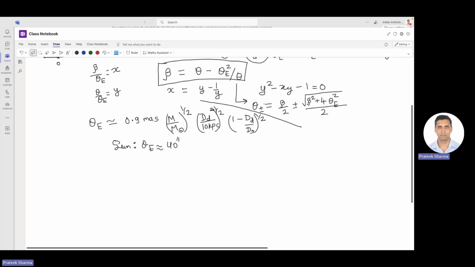which is very well resolvable. Similarly, if you plug in the numbers for Jupiter, Jupiter is about 1,000 times less massive than the sun, and it's like at 4 AU. So if you plug in the numbers, both factors will reduce your theta E, because M is small and DD is large. So this is about 0.63 arc second, but at the limit of resolving.